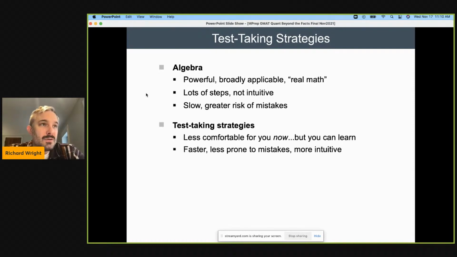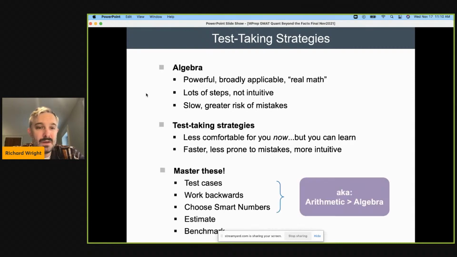So there are a few different strategies you can use that avoid algebra, or not avoid, but minimize the amount of algebra you're using. The key thing to realize about these is when you're first starting to use them, they feel a lot less comfortable than algebra, because algebra is something you've been learning for years, maybe decades. You have tons of experience doing it. It's very easy for you. But it turns out that on hard problems, these test-taking strategies are much faster and much less likely to generate a careless mistake, both because they are fewer steps than algebra and because the steps you're doing are much simpler.